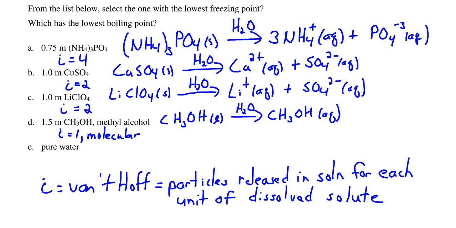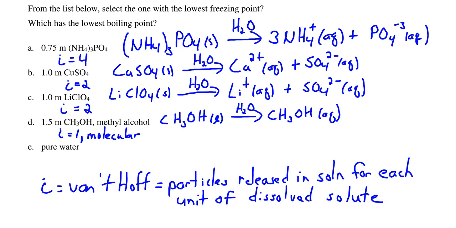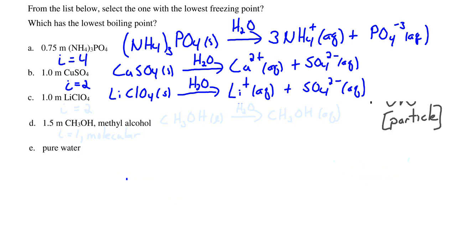Now let's look at the remaining solutions. B, our copper sulfate, is an ionic compound, a metal plus a polyatomic ion. When it dissolves, it's going to dissociate into ions. When we assume 100% dissociation, every unit of copper sulfate releases 2 dissolved particles. Lithium perchlorate, i is also equal to 2. Every unit of lithium perchlorate, an ionic compound, dissociates to release 2 particles in solution.